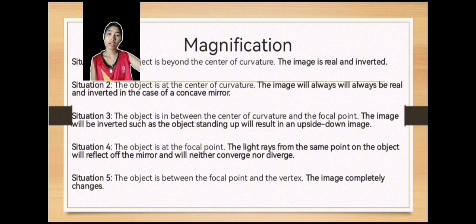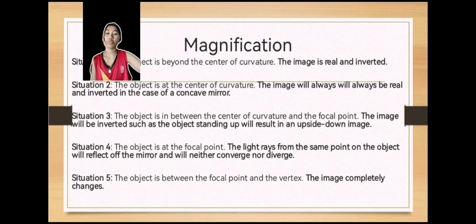So let's proceed to the image characterization for concave mirrors. From the mirror equation, we find that the image is dependent on the position of the object along the principal axis. Thus, let us consider the following cases. First is situation 1. The object is beyond the center of curvature. Here, the image is real and inverted, and the image distance and the image height are both less than the object distance and the object height, respectively.